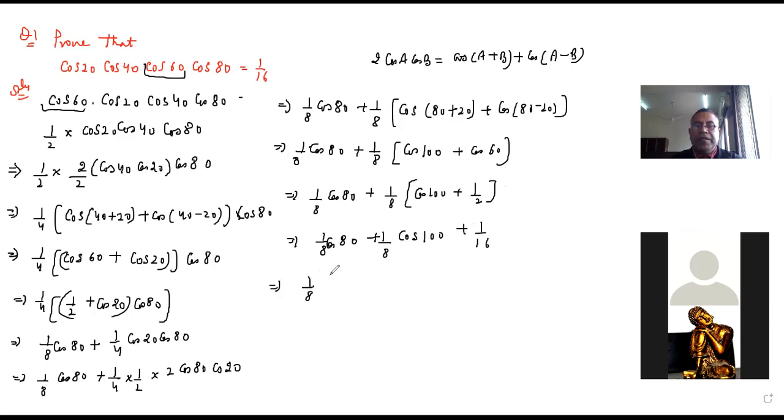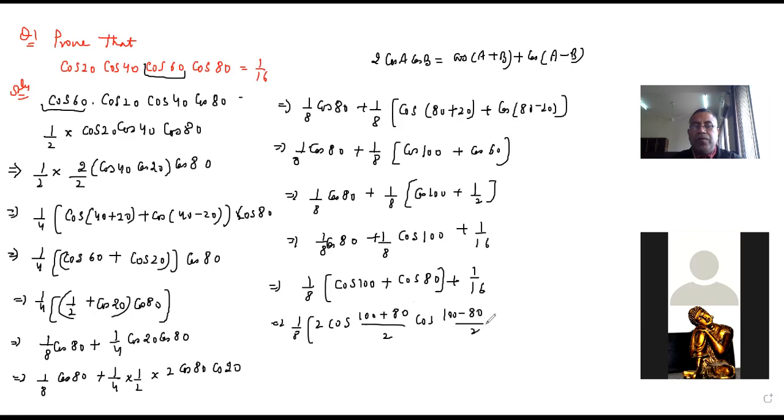1 by 8 is taken out. This is cos 100 plus cos 80 plus 1 by 16. Now apply the result cos C plus cos D. This is 2 cos C plus D upon 2 cos C minus D upon 2 plus 1 by 16. Just hold, please. Hold it.